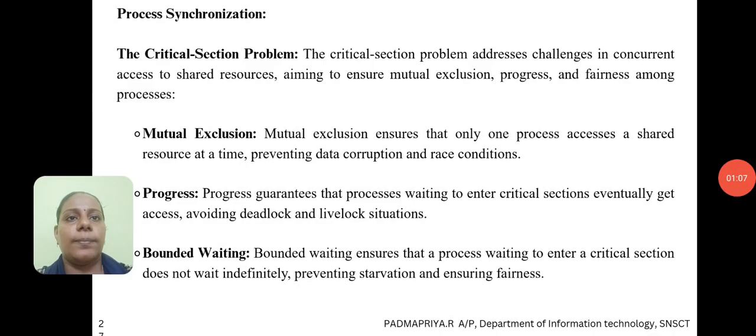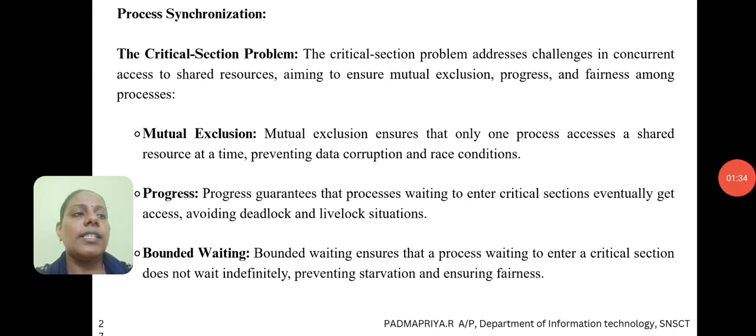Process synchronization. The critical section problem. The critical section problem addresses challenges in concurrent access to shared resources, aiming to ensure mutual exclusion, progress, and fairness among processes. Mutual exclusion ensures that only one process accesses a shared resource at a time, preventing data corruption and race conditions.